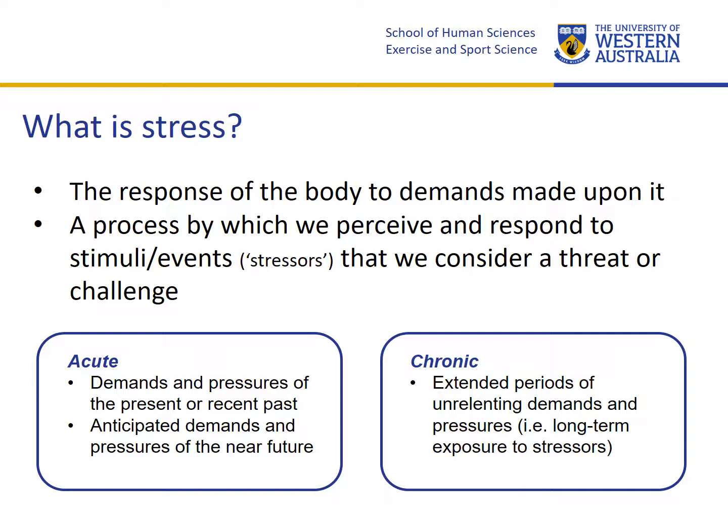And stress can be acute or chronic in nature. In terms of acute stress, we're talking about demands and pressures of the present, or it can even be the recent past or anticipated demands coming up in the very near future. Whereas chronic stress relates to extended periods of time where we feel unrelenting pressure of our day-to-day life. So acute and chronic stress can have different effects on the body, and we'll consider this in a bit more detail soon.